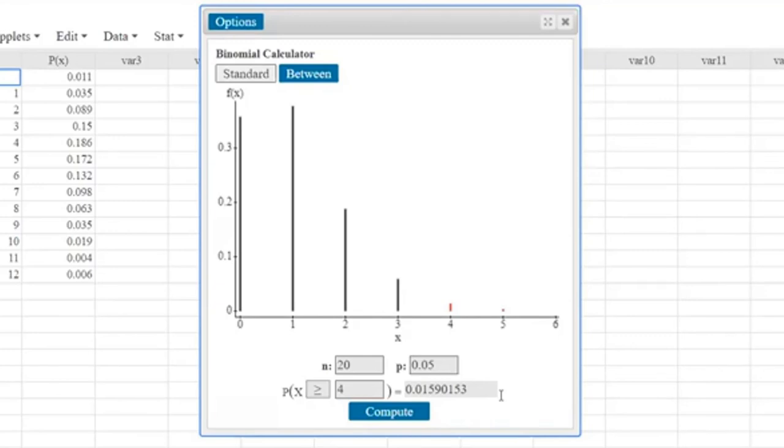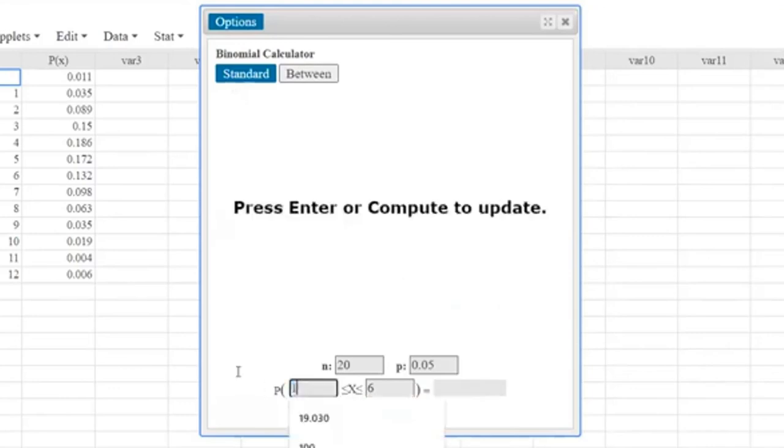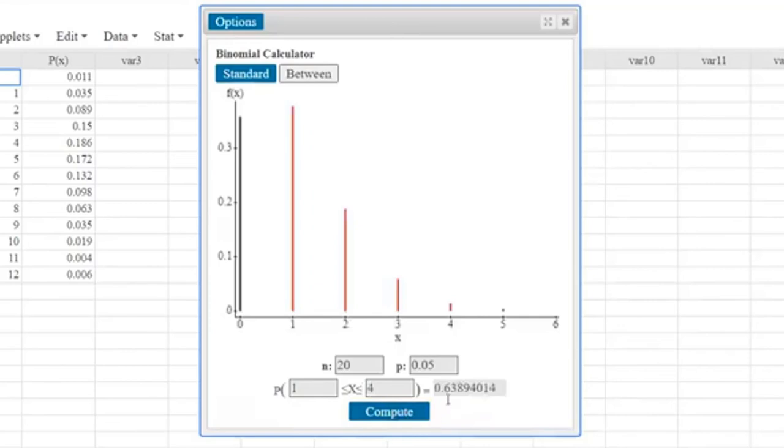Part C was a between problem, between 1 and 4 inclusive. If I want to do a between problem, look up here. I have a tab that says between. If I select that, what changes is what I have down here. So if I want x to be between 1 and 4, then I have the probability that 1 is less than or equal to x, which is less than or equal to 4. If I compute, then that is 0.6389. When we did it by hand, we got 0.6390 because of the rounding.